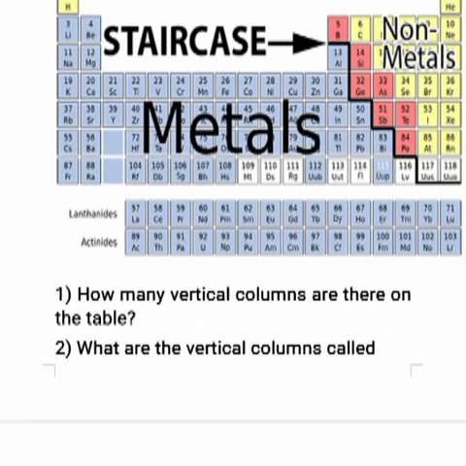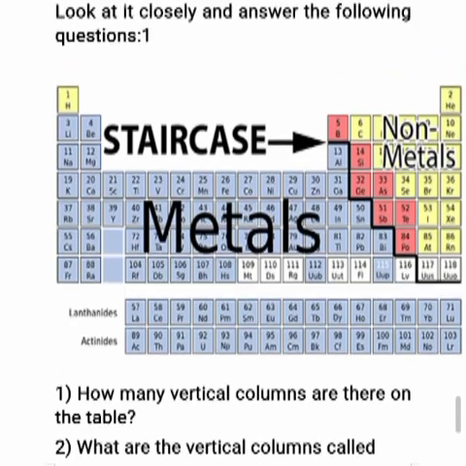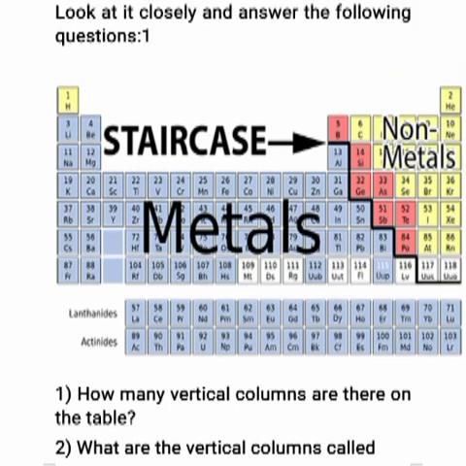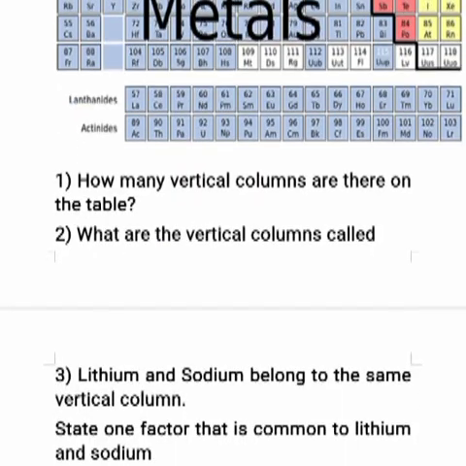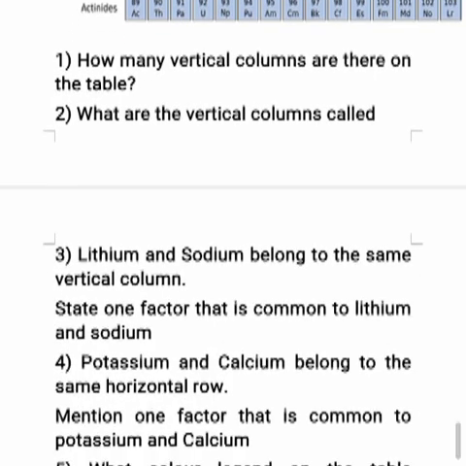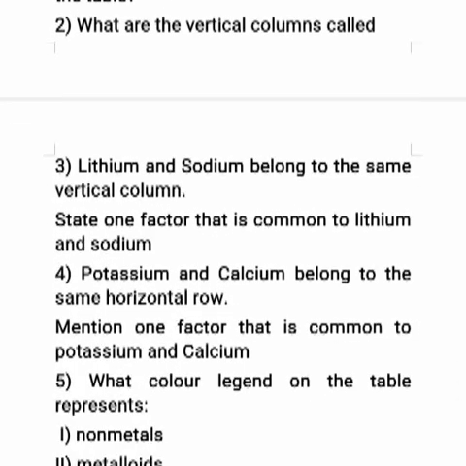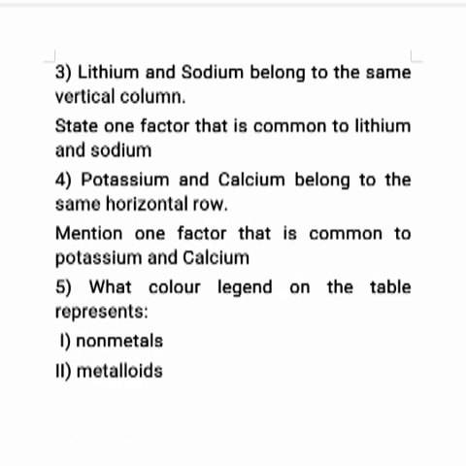What are the vertical columns called? The vertical columns are called groups. Lithium and sodium belong to the same vertical column. State one factor that is common to lithium and sodium. One factor that is common to lithium and sodium is that they have the same number of valence electrons.